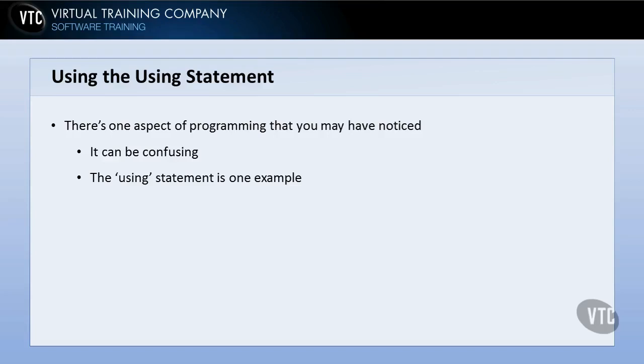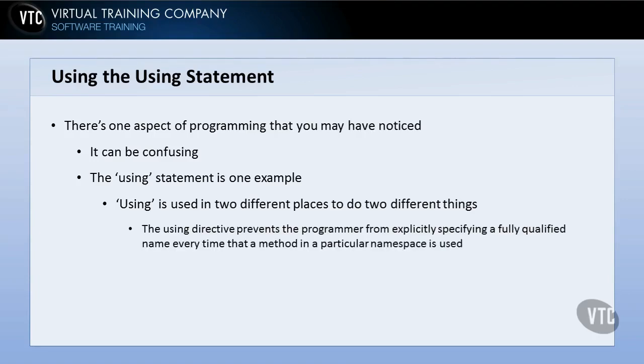But it has an additional level of confusion because using as a keyword is used in two different places to do two different things. That's kind of interesting, right? There is the using directive that we can put at the top of our code module that prevents a programmer from having to explicitly use a fully qualified name for a method that's in a particular namespace. For example, we put at the very top using System.Collections, using System.Windows.Forms to get to our message box and those sorts of things. So the using directive goes at the top.